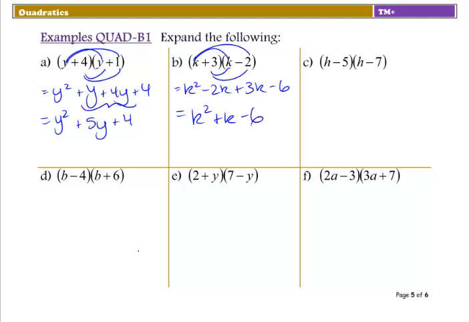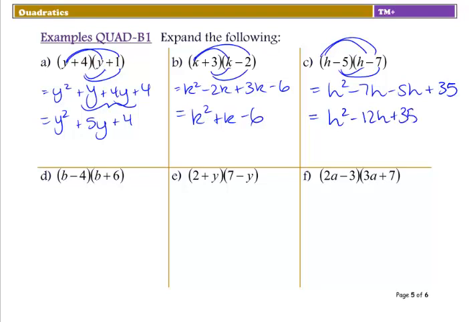Okay, you may want to pause and try and do the rest on your own, and then watch the rest of the video. Okay, and then I'll go ahead and do them. h times h squared, h times negative 7, negative 7h, negative 5 times h, negative 5h, negative 5 times negative 7 is plus 35. Okay, b times b, b times 6, negative 4 times b, negative 4 times 6.